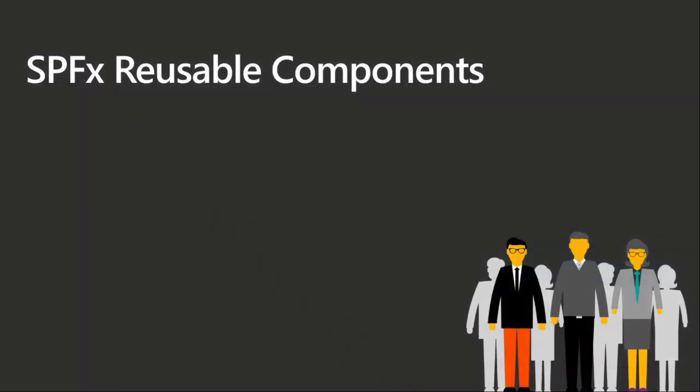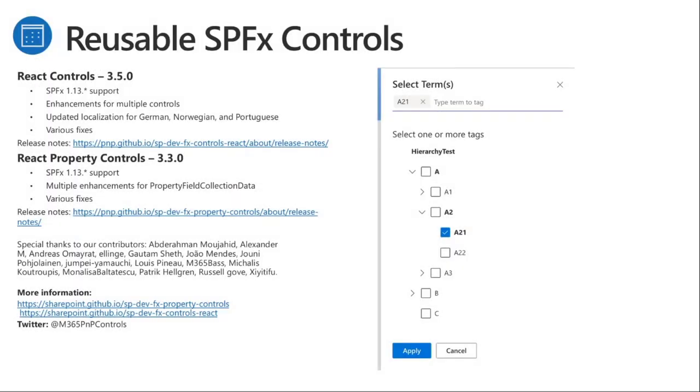Next up is the SPFx reusable components. React Controls version 3.5.0 has SPFx 1.13.* support, enhancements for multiple controls, updated localization for German, Norwegian, and Portuguese, along with a bunch of other various fixes. And then the property controls, which are the ones that you see in your property pane, version 3.3.0 also has SPFx 1.13.* support with multiple enhancements for the property field collection data. So definitely take advantage of that.